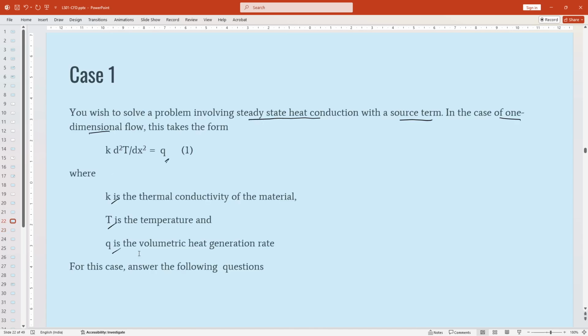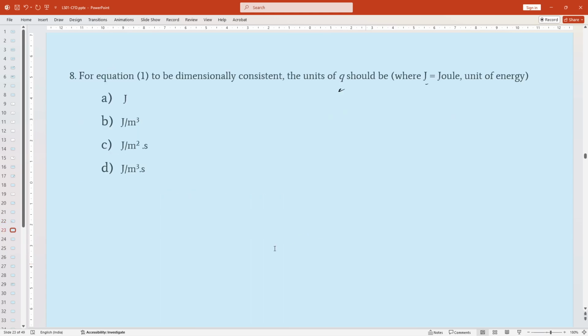And funny thing is, if you see this statement itself, you can answer it. It's a volumetric heat generation rate. So it's volumetric, so there should be a meter cube term, and it's a rate, so there should be a second term, and it's a heat. So heat is an energy, so joule. So you only need to find a combination of these three. That is only option D.